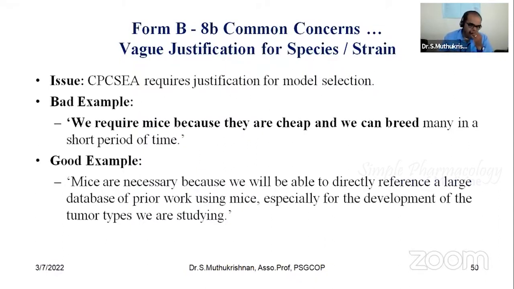Mostly the problem is that they write in a very colloquial manner: we choose mice because they are cheap, we can easily breed them, easily available, at an affordable price. Don't write such things. You have to explain in a professional manner. Mice are necessary because we are able to use direct references, there is a large database to work with, and we can refer to many things. So it is very suitable for our study, and for that reason I am going to apply for these strains. You have to justify that.